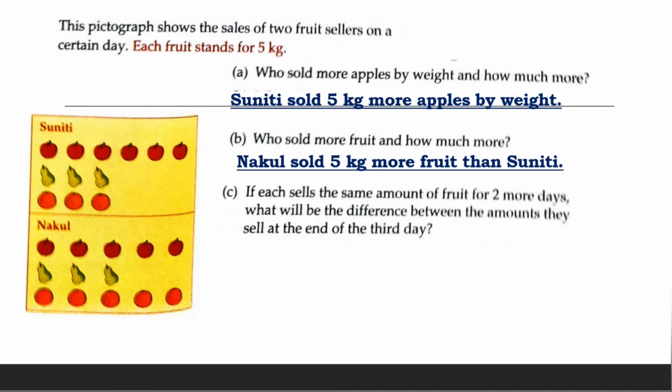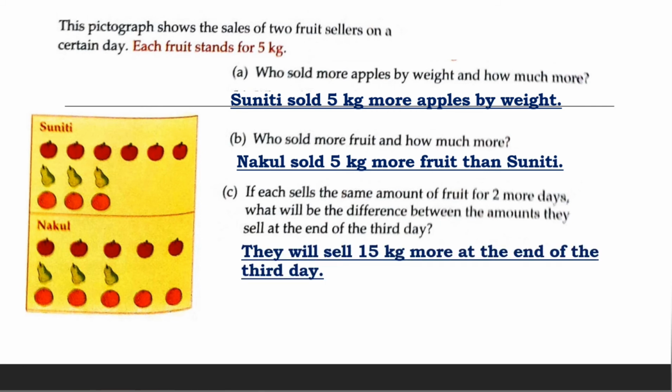Next is, if each sells the same amount of fruit for 2 more days, what will be the difference between the amounts they sell at the end of the third day? So on the first day, we see that 5 kg more fruit is sold by Nakul than Suniti. So if this pattern continues for the next 2 days, so total 3 days, Nakul is selling 5 kg more than Suniti, so the total fruit he will sell is 15 kg more than Suniti, right? So they will sell 15 kg more at the end of the third day.